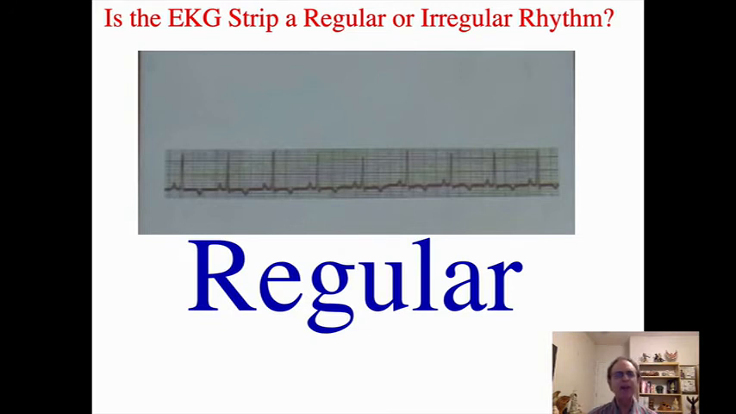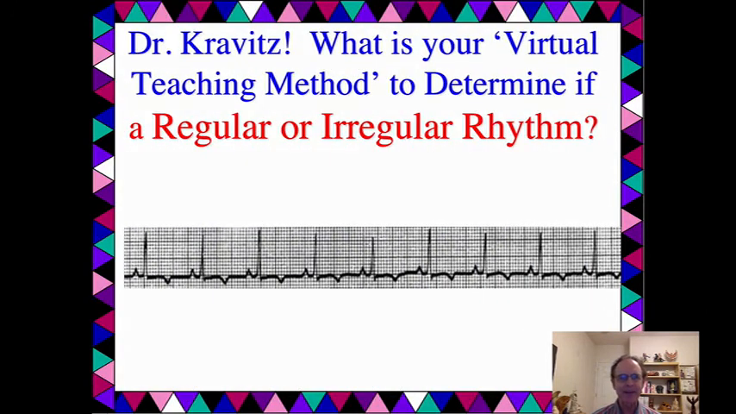Now, if you want, pause your YouTube video and rewind, start again and watch that. This will always be up, but that was just classic how you measure an EKG rhythm strip, determine if it's regular or irregular. And now, class, what is your virtual teaching method, Dr. Kravitz, to determine if a regular or irregular rhythm?